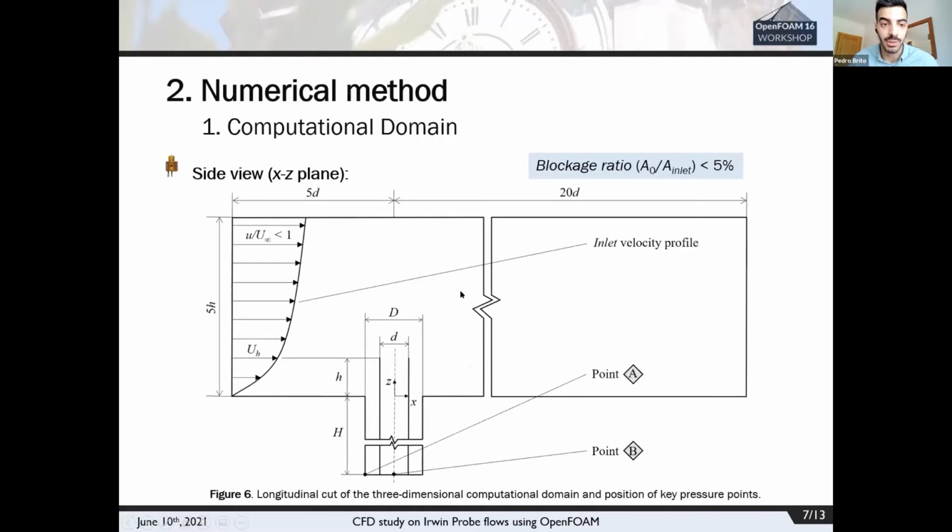Now for the side view of the computational domain, we see here the sensor, the model of the sensor. This is the ground surface, and this is the kind of inlet we described, which follows a von Karman profile. The blockage ratio, which is the frontal area of the protrusion divided by the area of the inlet patch, was less than 5%.